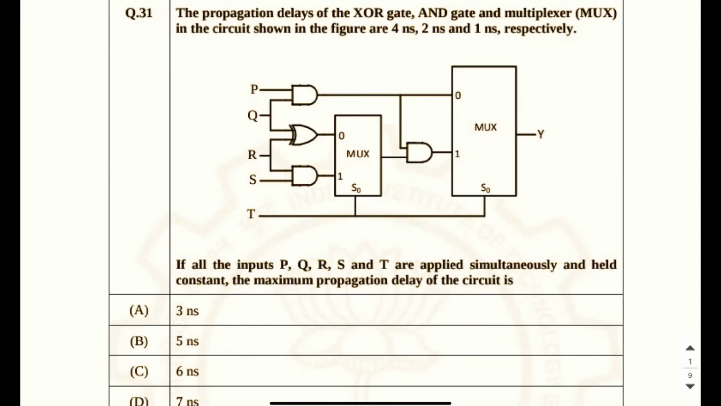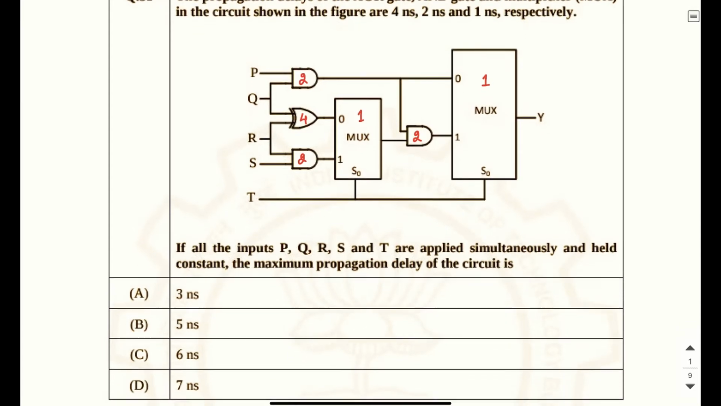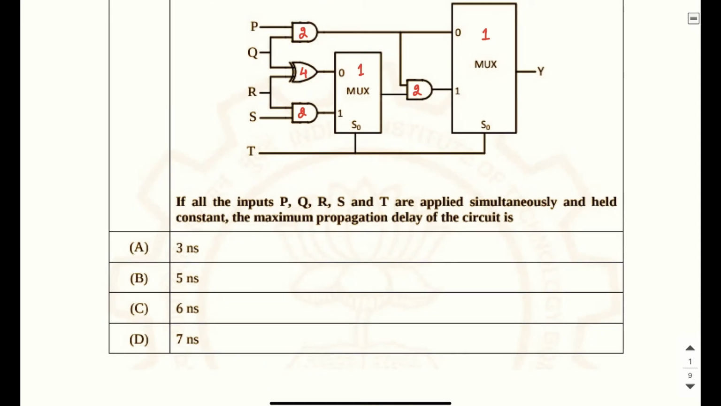We have the first question: the propagation delay of the XOR and the multiplexer is given to us as 4, and we have 2 for the AND gates and 1 for the multiplexers. We have to determine, if all the inputs P, Q, R, S, T are applied simultaneously, what is the maximum propagation delay for the circuit? And you are given certain options. Let us see how we find out the answer.